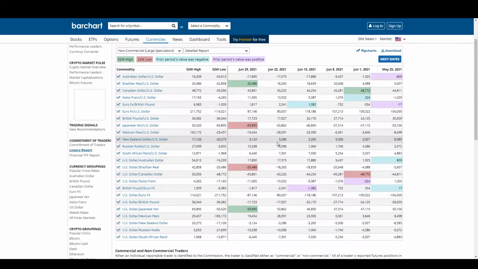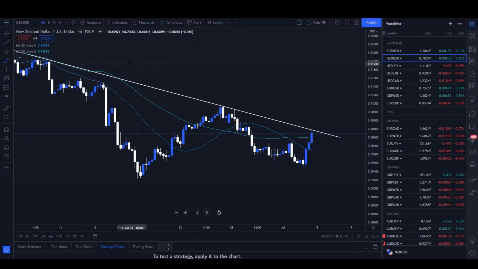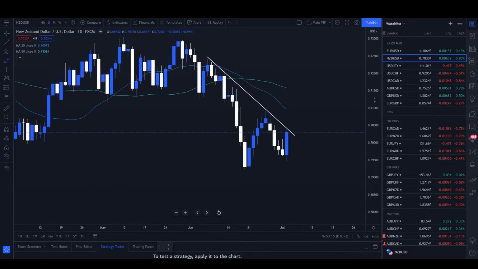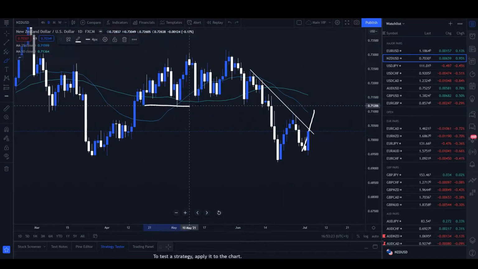If we have a look at NZD US dollar, as you can see, 3,200, 3,100. This basically means that NZD US dollar is being sold off by the hedge funds and they started to buy US dollar. So we will likely see more buying power for the US dollar rather than NZD US dollar. However, as I said, a pullback is also likely towards these 25 and 50 moving averages and this area zone over here.